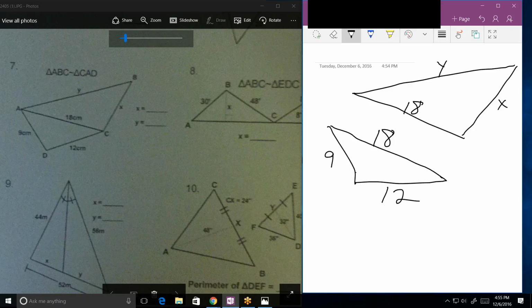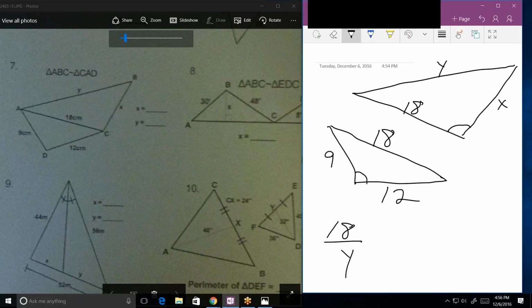I can tell that that's an obtuse angle and that's an obtuse angle. So I know that 18 and Y are the corresponding sides to that triangle, right? So 18 and Y go together. And what goes with X? Is it 9 or 12, and how do you know? 9 goes with X because AD is similar to BC. AD is corresponding with BC, right.